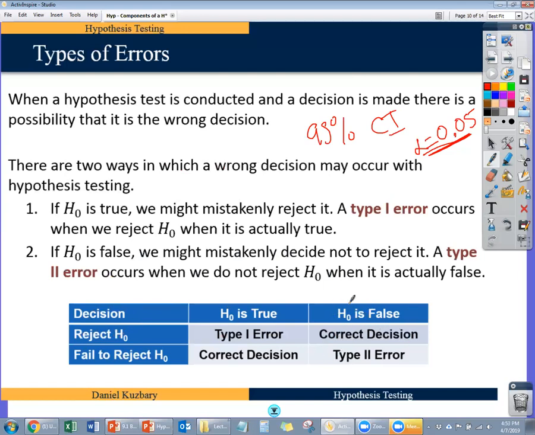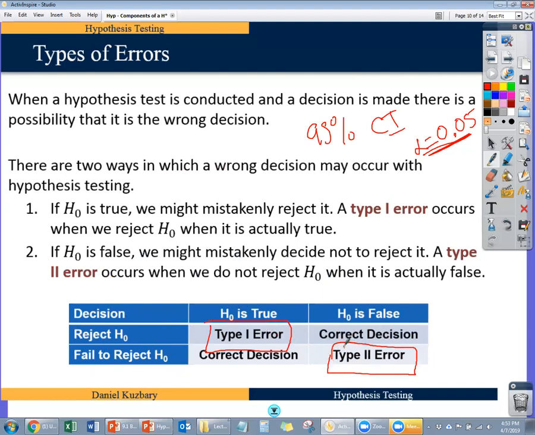If H naught is false and you fail to reject it, that means it may not be true, but I don't have any reason to reject it. You've committed what's called a type 2 error. These are two terms worth jotting down and keeping straight. A type 1 error is if H naught's true and we reject it. A type 2 error is if H naught is false and we don't reject it. So there's two different ways to be wrong.